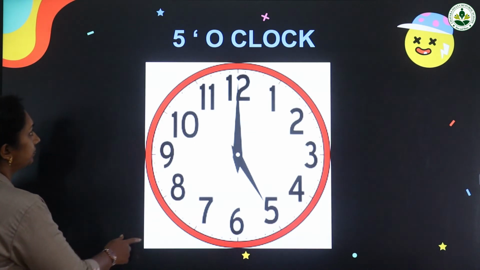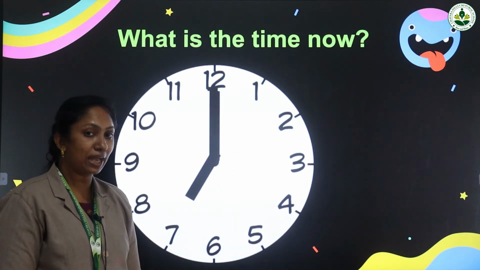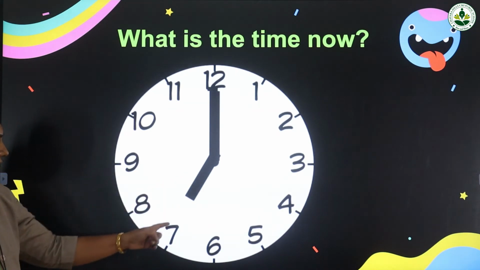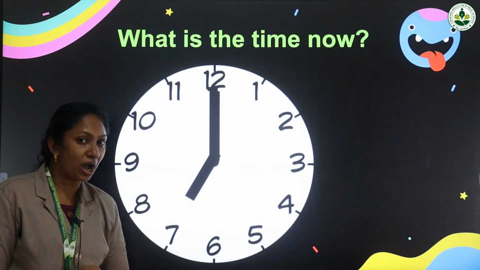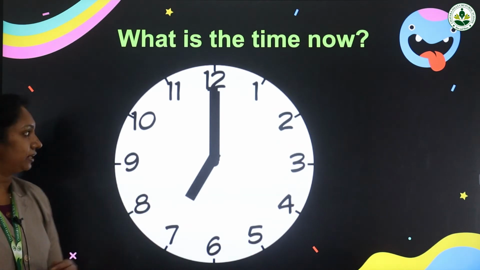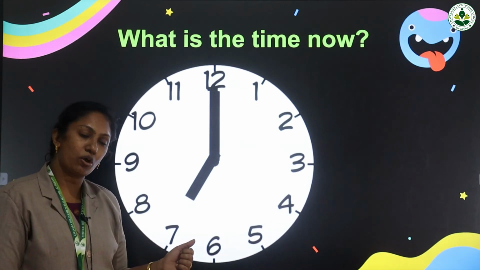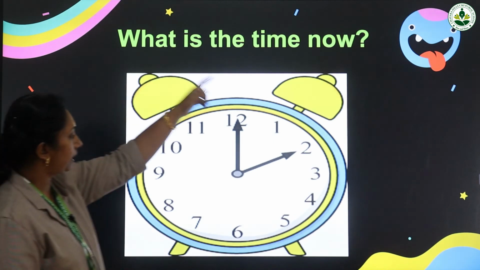Okay, now what is the time now? Okay, children, can you say what is the time now? See, now the hour hand is on 7 and the minute hand is on 12. So what is the time now? Yes, very good, it is 7 o'clock.